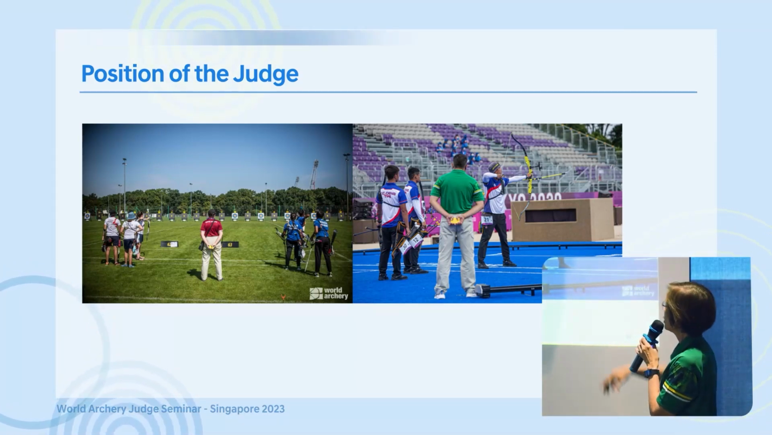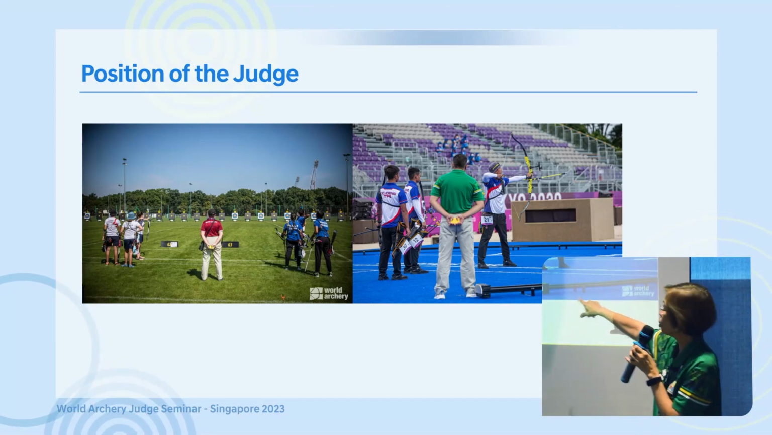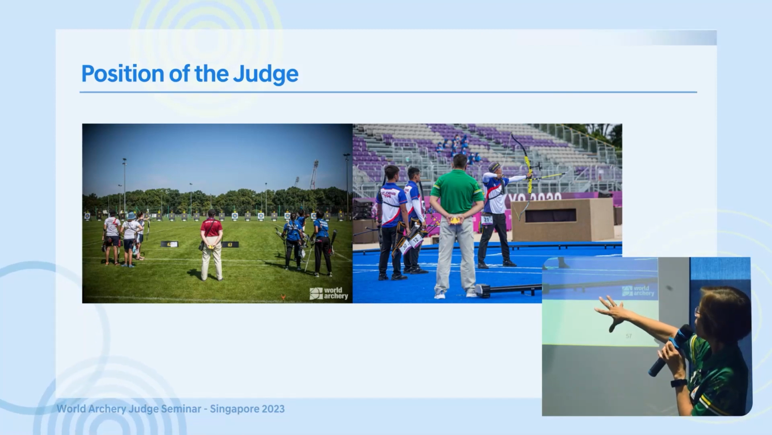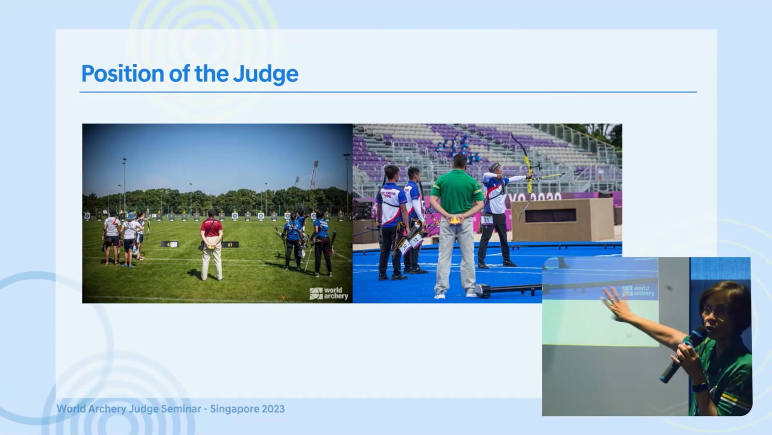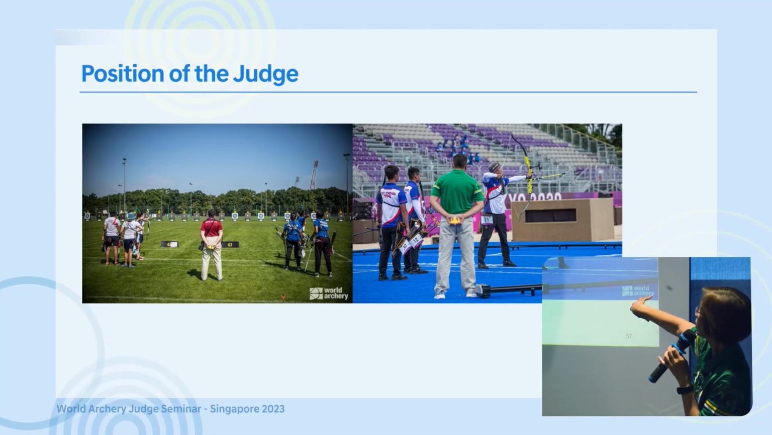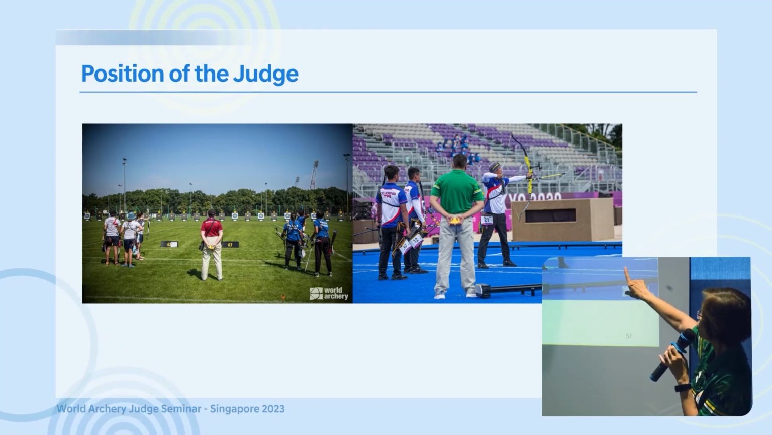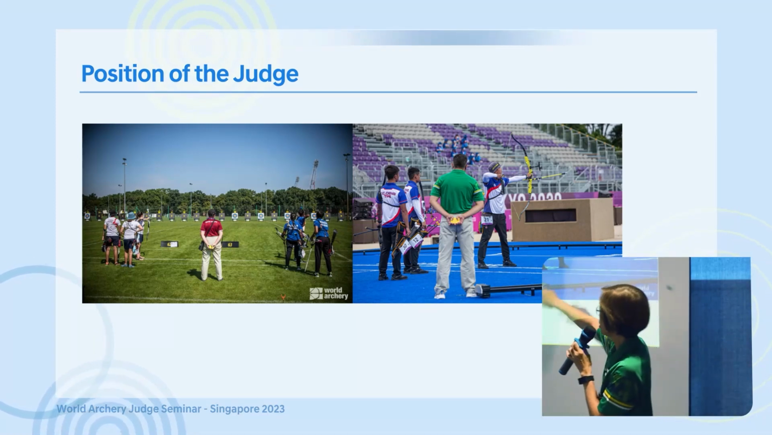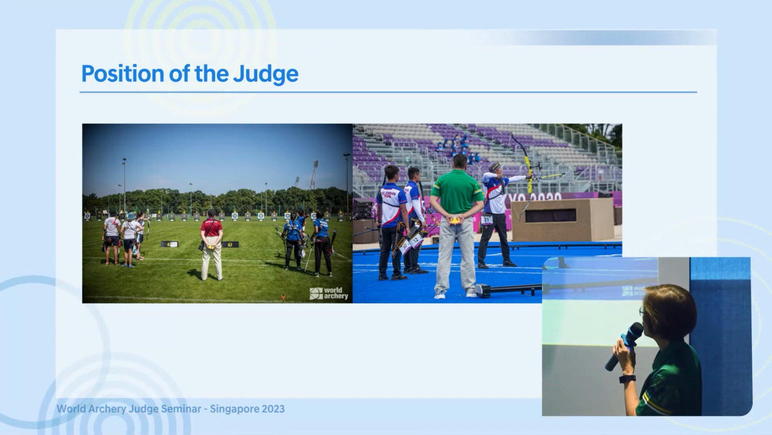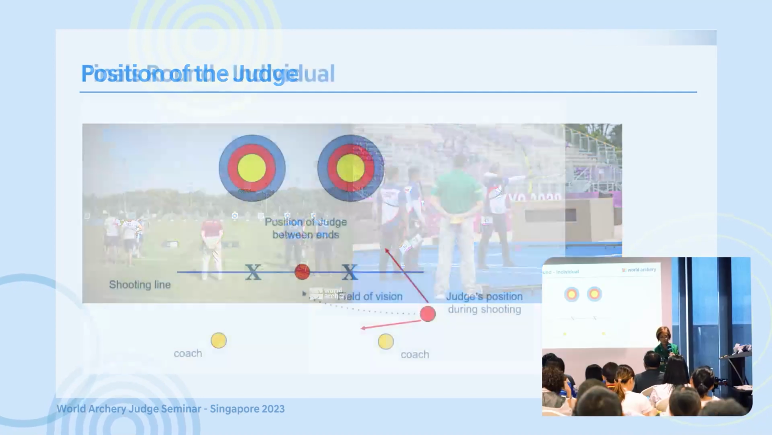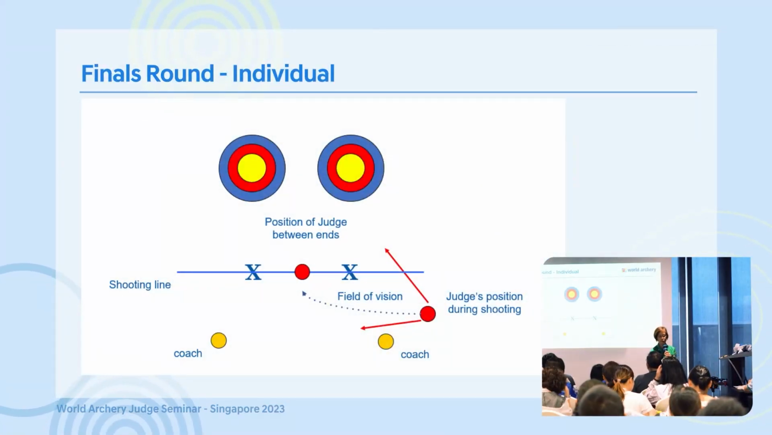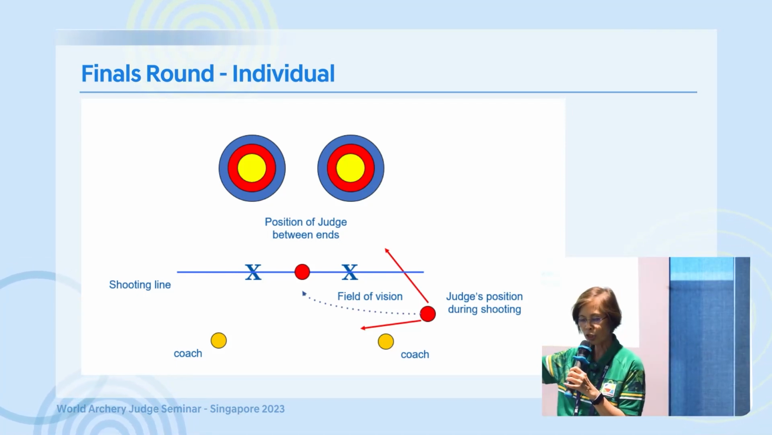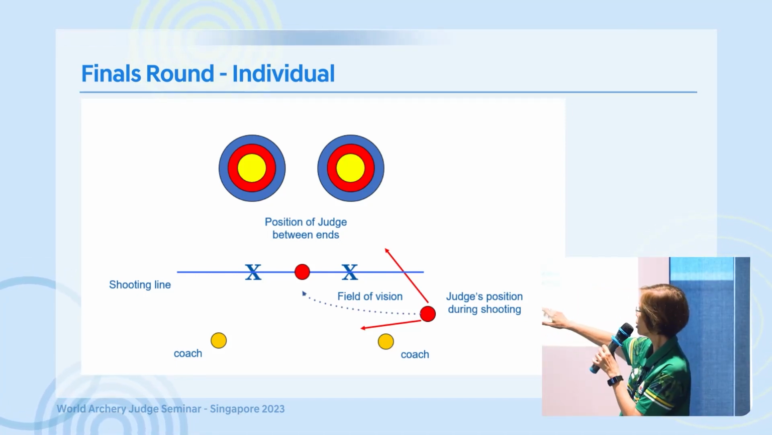If you need to move to the side to see, then move. Okay? And here, this is the Tokyo Olympics. Normally, the judge is on one side, and again, if he needs to move, then he should move. Okay? To see the movement of the feet, the arrows, whatever. Okay, now the finals round for individual, here are the positions. So normally the judge position during the shooting is here.